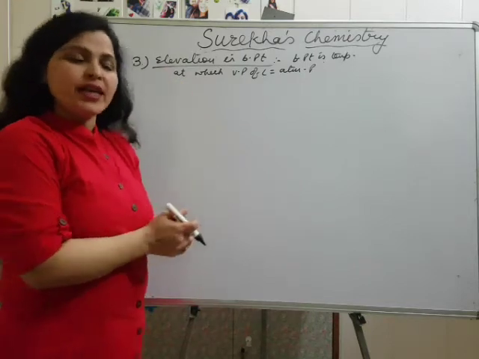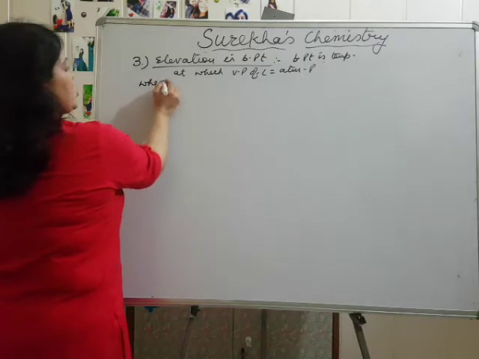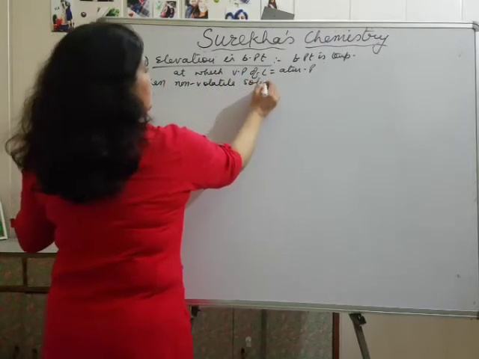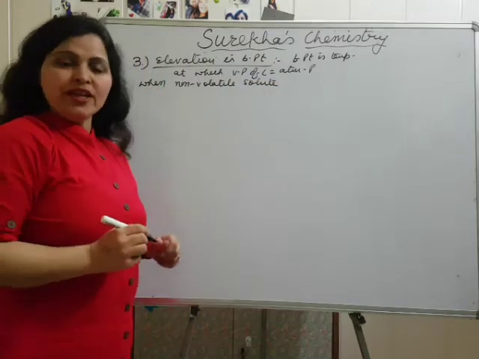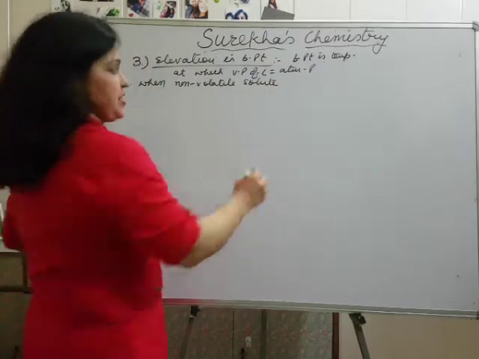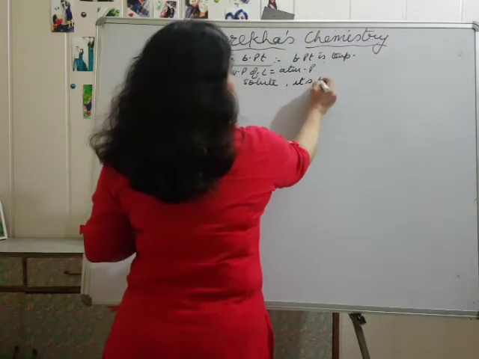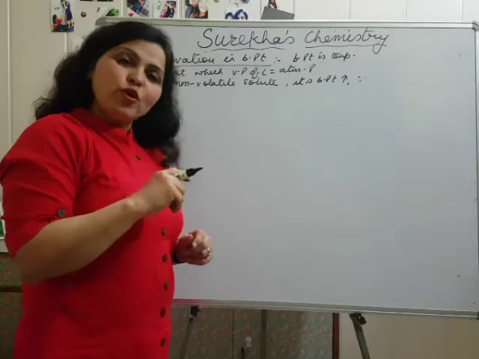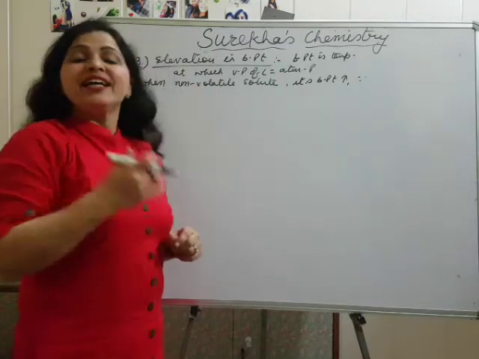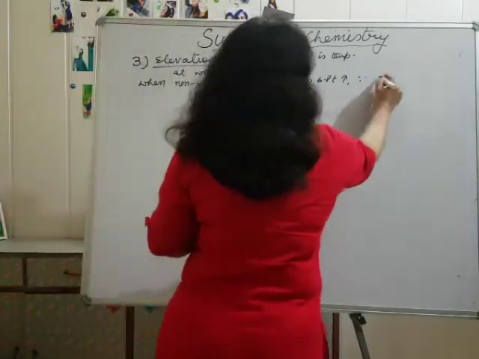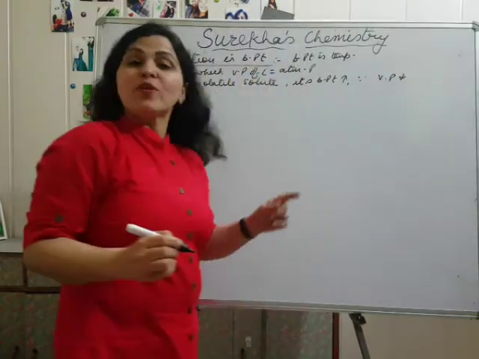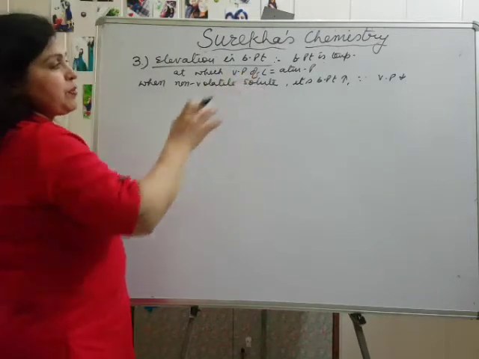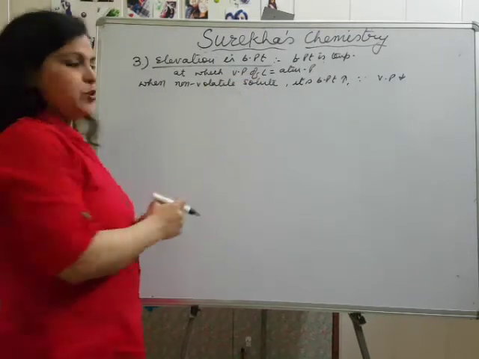When a non-volatile solute is added to a solvent, its boiling point increases. Why? Because on adding a non-volatile solute to the solvent, its vapor pressure decreases. How it is decreased, I have told you in my previous video. So, vapor pressure decreases and boiling point increases.